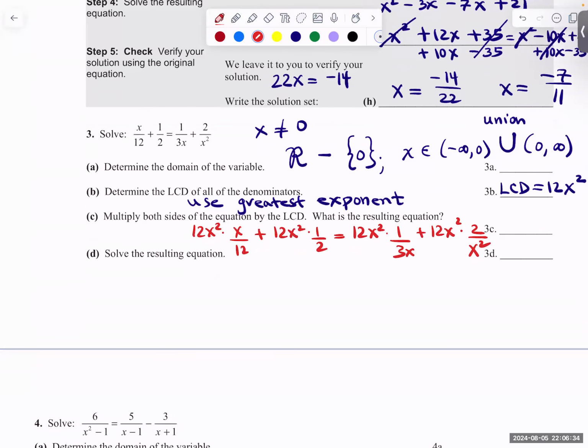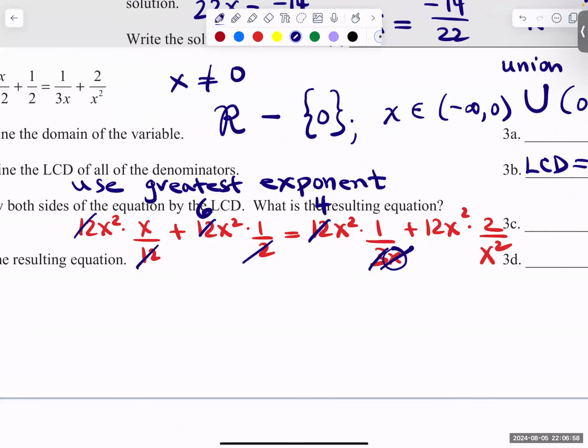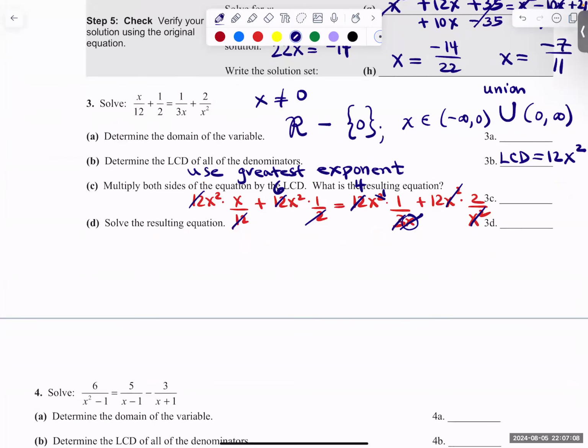So the next step is to divide and cancel. 12 divided by 12 is 1. 2 divides 12 6 times. 3 divides 12 4 times. And a single pair of x's will cancel out, so that'll eliminate x in the denominator. Instead of having 2 x's, we'll have just 1x in the numerator. And then x squared divided by x squared gives you 1.